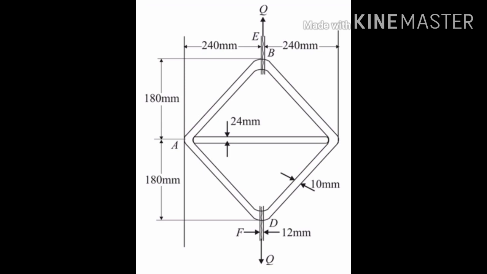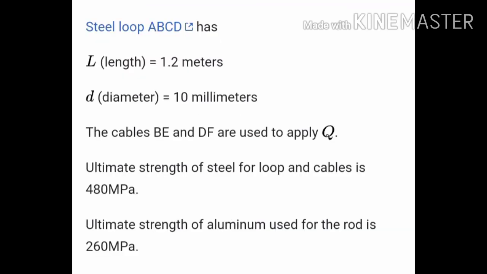And here's the free body diagram of the given problem. Here's the given of the problem. Steel loop ABCD has a length of 1.2 meters, the diameter is 10 millimeters, and the cables BE and DF are used to apply Q. Ultimate strength of steel for the loop and cables is 480 MPa. Ultimate strength of aluminum used for the rod is 260 MPa.